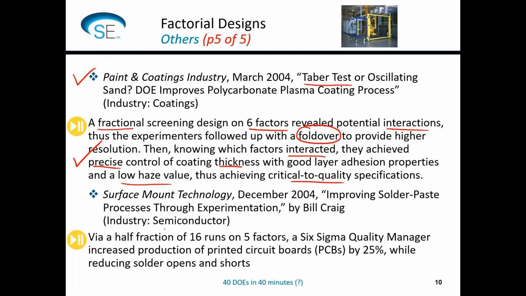Now shifting over to the semiconductor industry. Half fraction, oftentimes people are running these fractions to try to save the number of runs. This was a Six Sigma project, and they were able to increase production of these printed circuit boards by 25% and do it at a higher quality level, reducing solder opens and shorts.